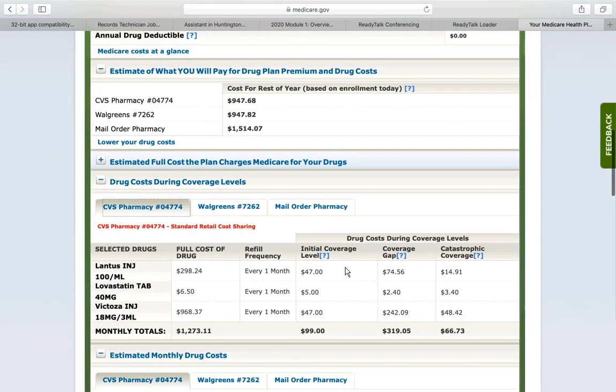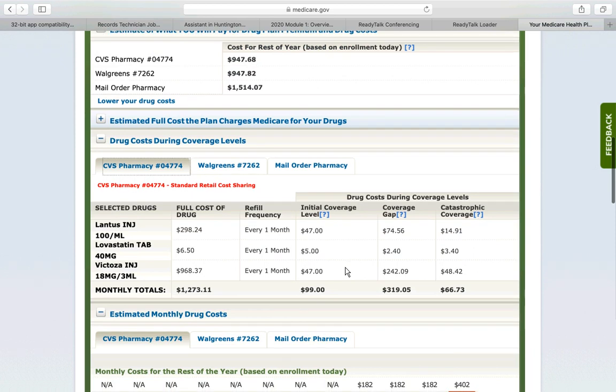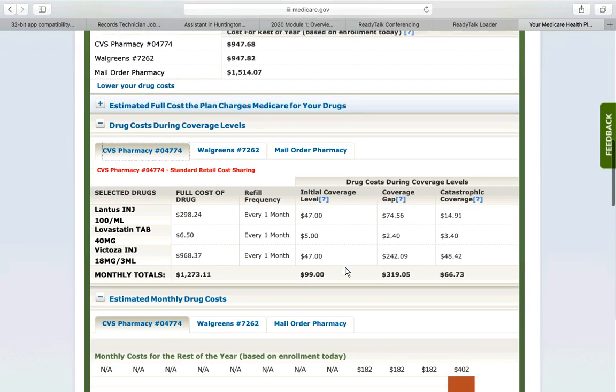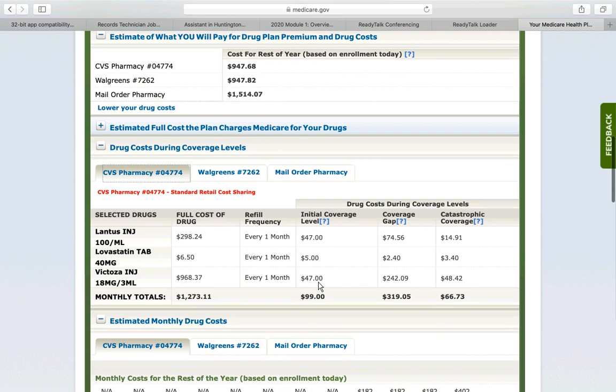Okay, this uses all pharmacies, standard pharmacies. So the Lantus is covered on this plan at a $47 copay. The lovastatin has a $5 copay, and the Victoza is also covered at a $47 copay. So you can see the difference. By paying more per month, they're going to eliminate the headache of having to have that medication authorized.